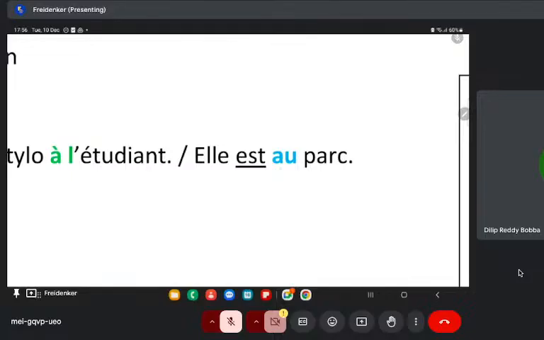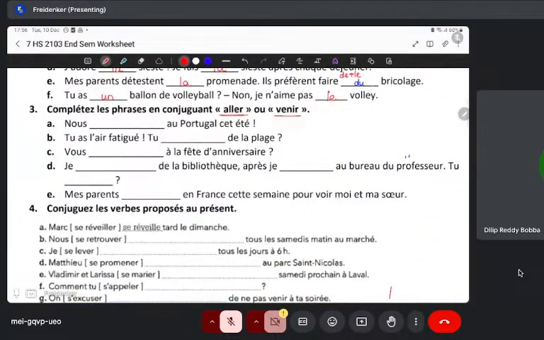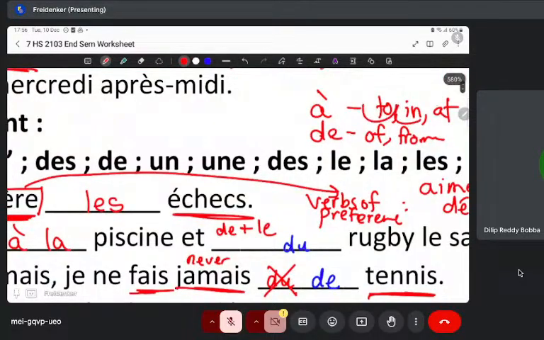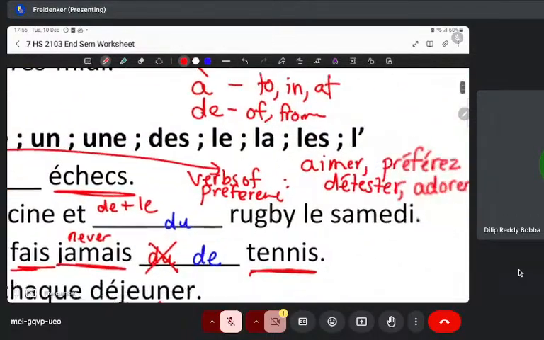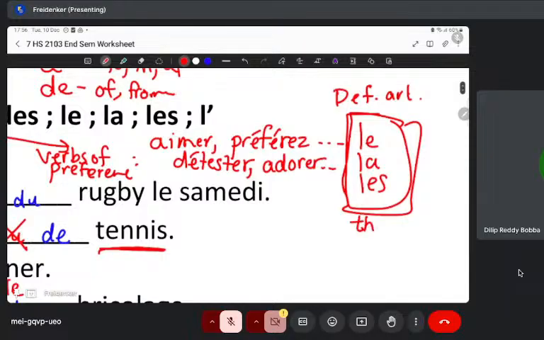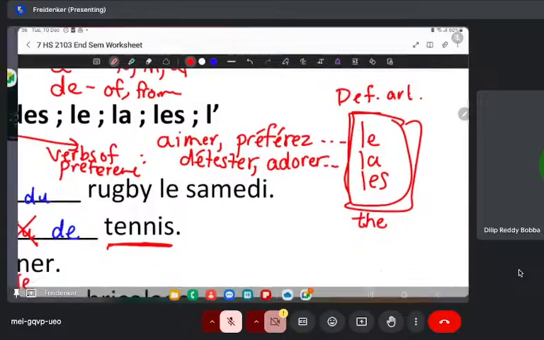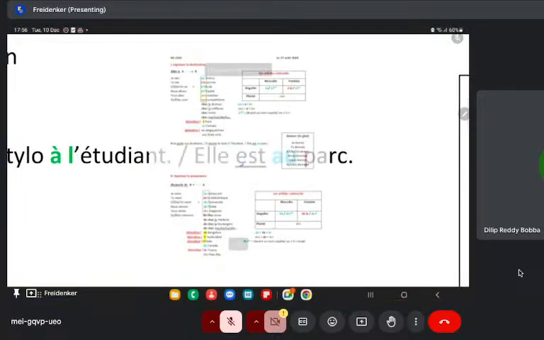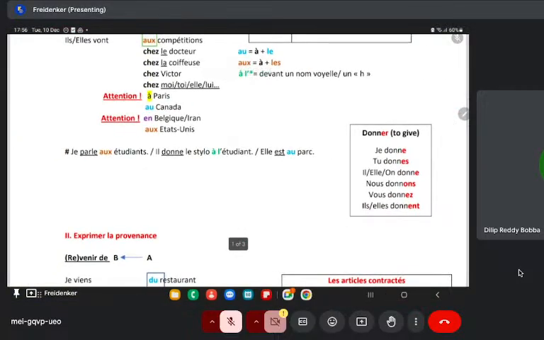So in the, because I told you à means it could be to, it could be in, it could be at, and these definite articles mean the. So à plus le means in the. So she is in the park. Elle est au parc. That is fine. So that is a destination, and some extra info is also there.